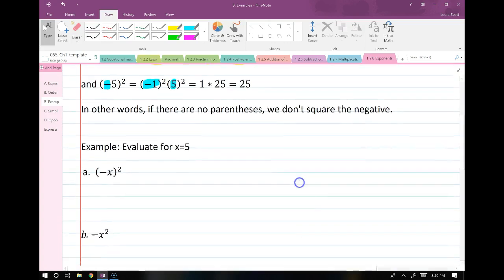So, for an example, suppose we want to evaluate these expressions for x equals +5. For this one, we just replace the x with +5. Since it's just a +5, we don't really need parentheses around what we're replacing. So I'm going to write all this out. I have negative. I replace the x with 5, and then we square it. Okay? This is just equal to -5 times -5, which is equal to a +25.